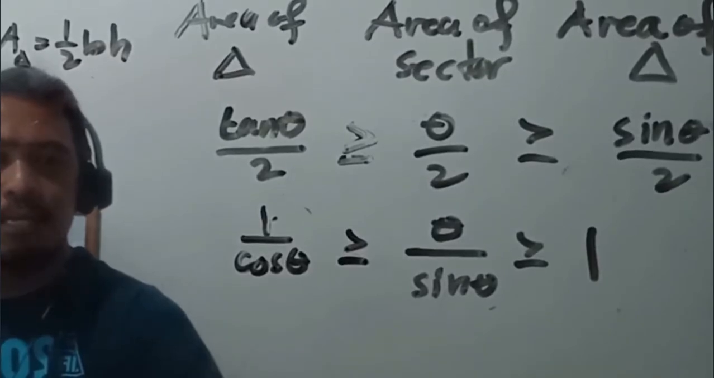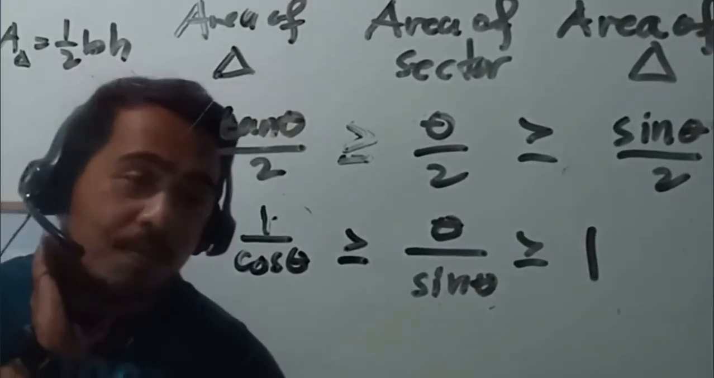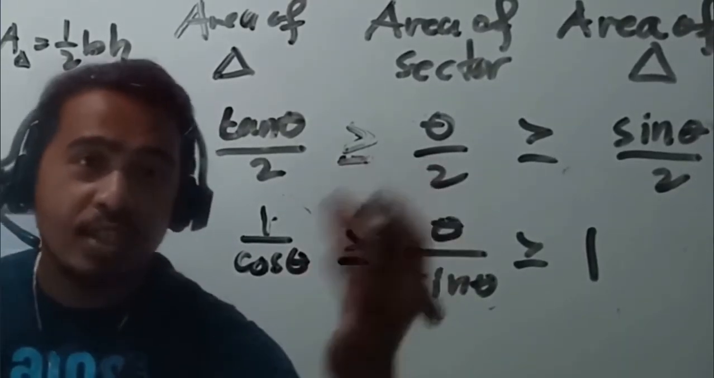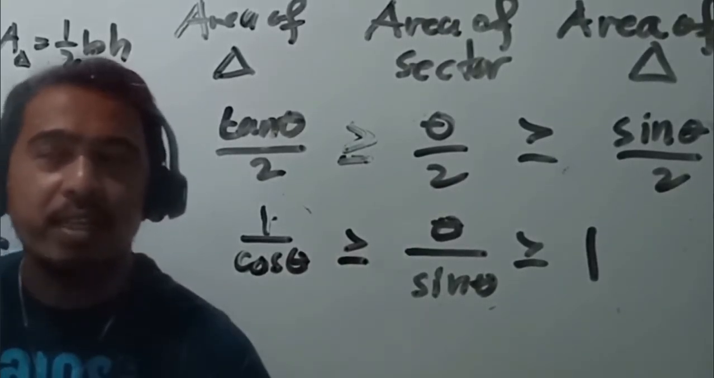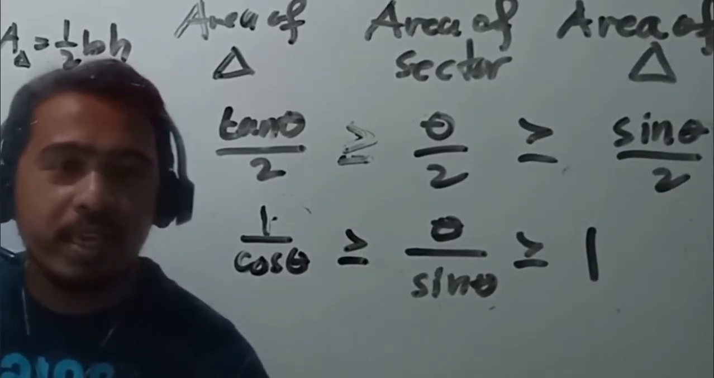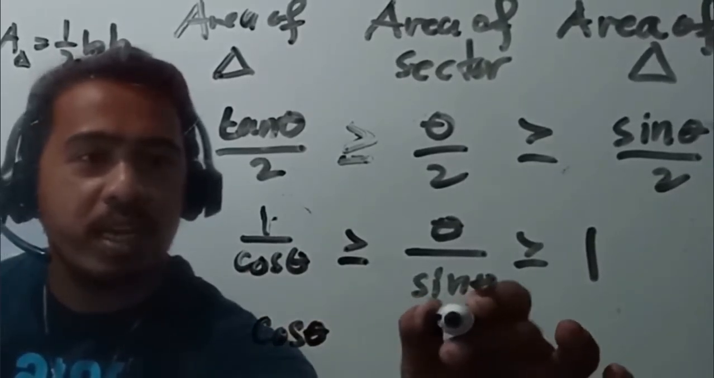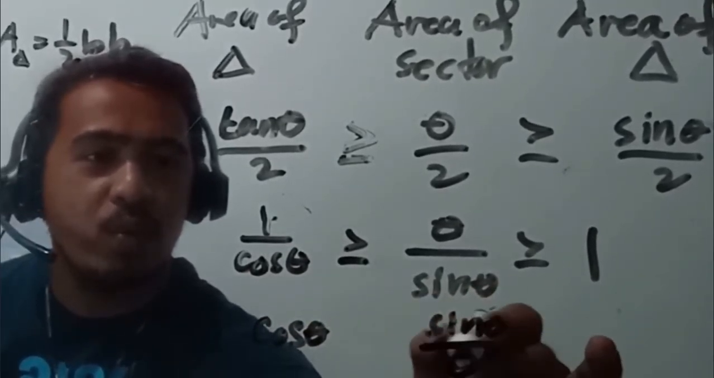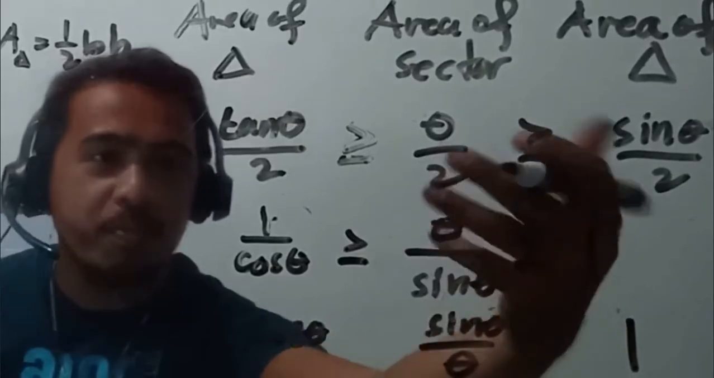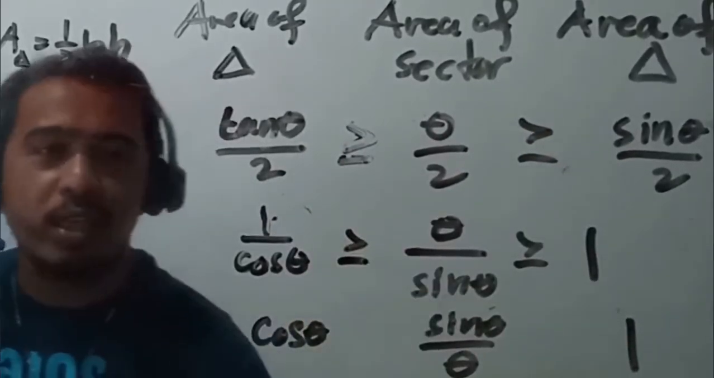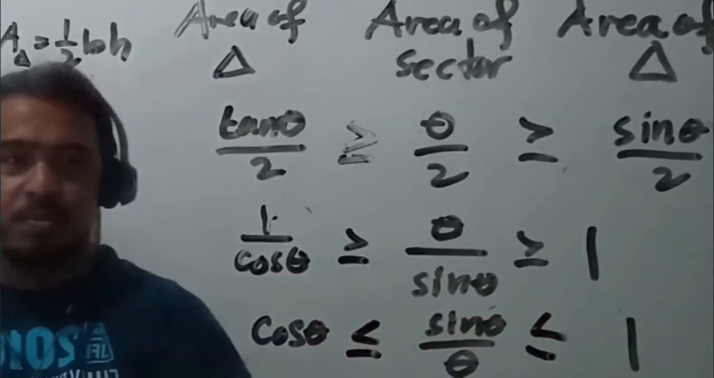After that, we are going to take the reciprocal. Remember, if you take the reciprocal, the inequality will be changed to its opposite direction in the property of inequality. So by that, it will be cosine theta, it will be sine theta, the form that we are looking for. The reciprocal of 1 is also 1. Since we get the reciprocal, the inequality will be changed to its opposite direction, so it will be less than or equal to, less than or equal to.